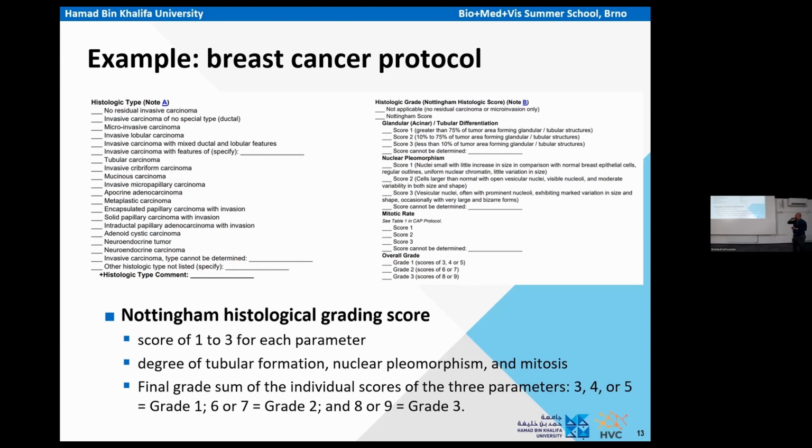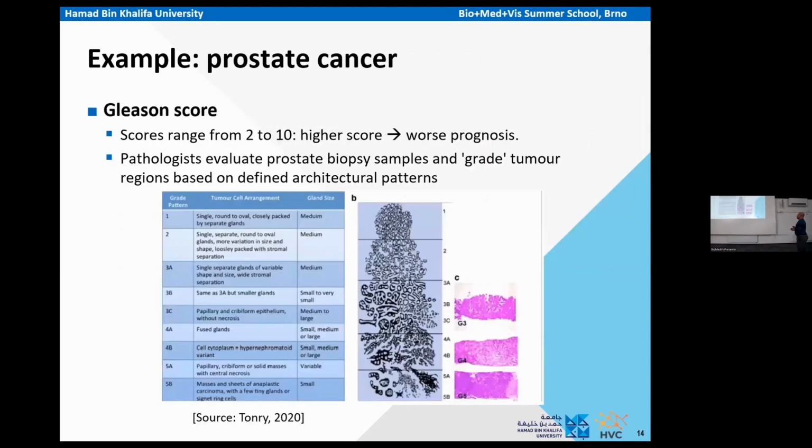These kinds of protocols are normally quite accepted. They are normally used, and they are also present in reports that can be used as a final report about the diagnosis.